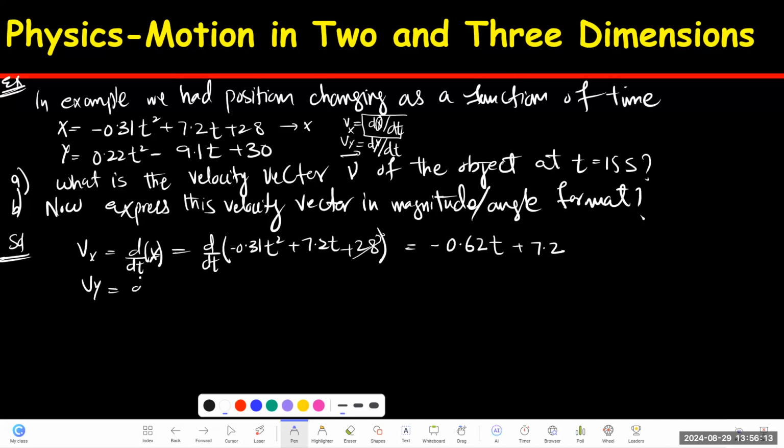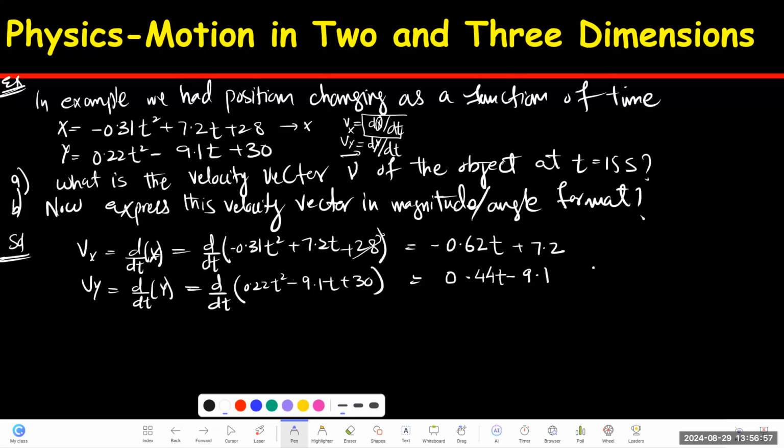Vy, on the other hand, is pretty much the same story. D over dt of 0.22 t squared minus 9.1 t plus a constant. If I take the derivative, it's going to look like 0.44 t minus 9.1. Just like vx, we got vy.